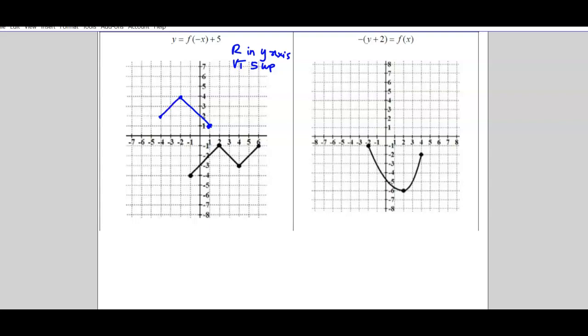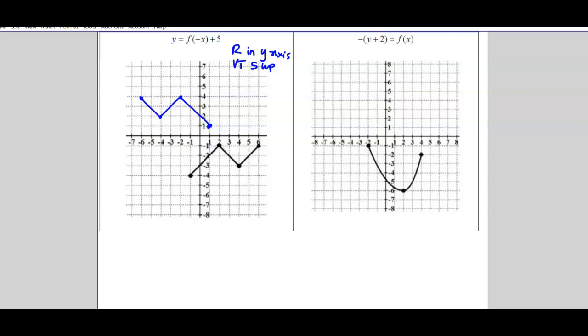And then 6 becomes negative 6, and then 5 up. Okay. No invariant points on that either.